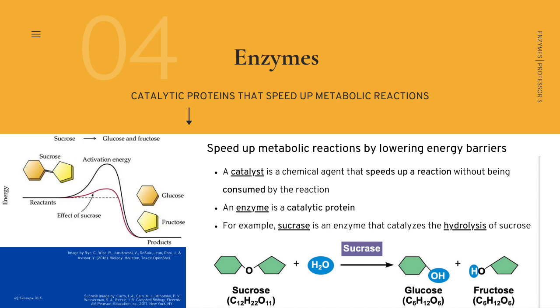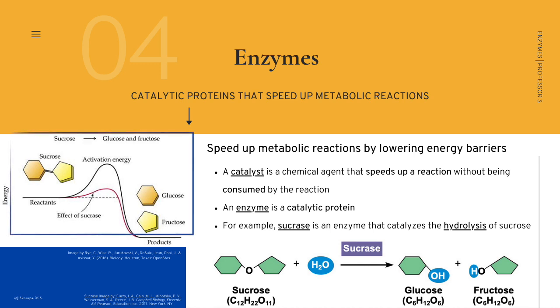Here, sucrose begins with a high free energy, G. The products have a lower free energy, so this is an exergonic reaction. It releases energy and is spontaneous. This means this reaction will happen on its own over time, even without an enzyme. However, it will happen way too slowly, which is why we need enzymes.